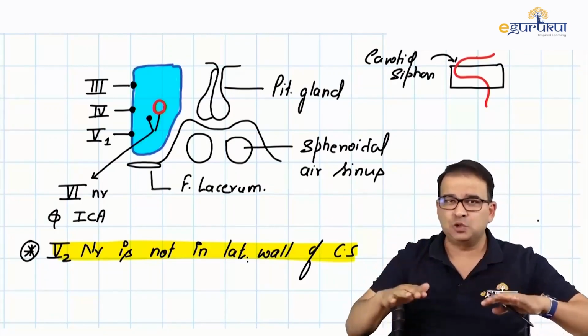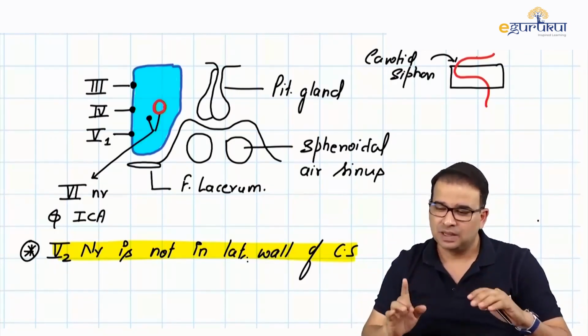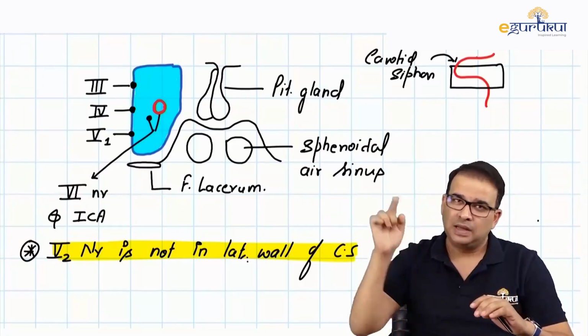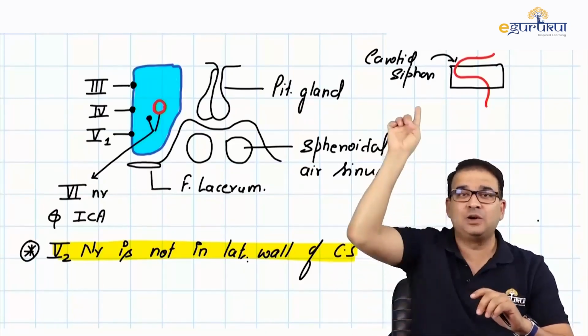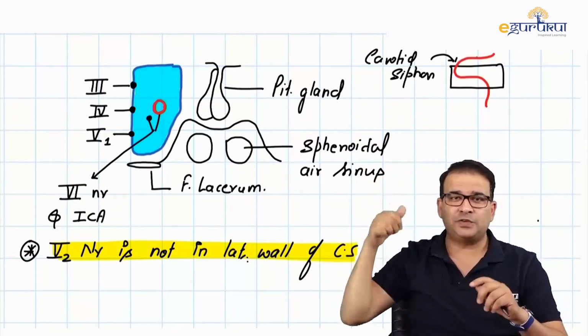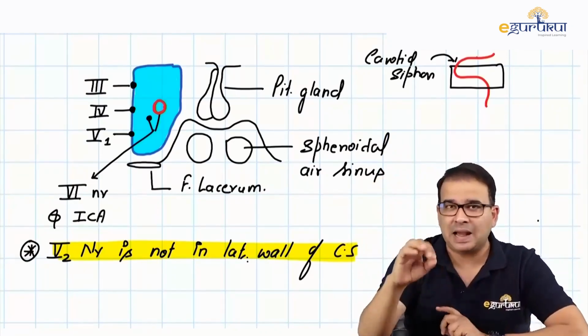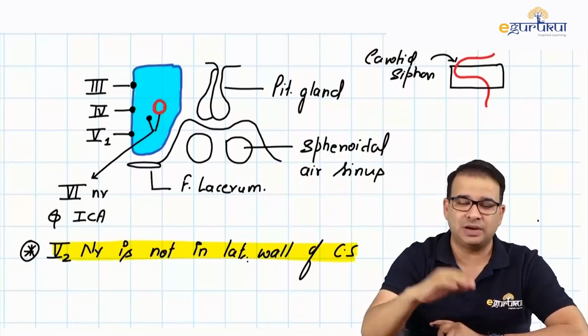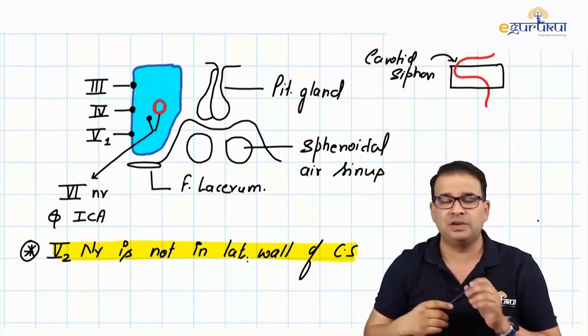So to dampen those pulsations, to reduce those pulsations, the internal carotid artery goes up, it makes a loop like this, and then it goes above. So that's an advantage of having a carotid siphon. It dampens the pulsation of internal carotid.